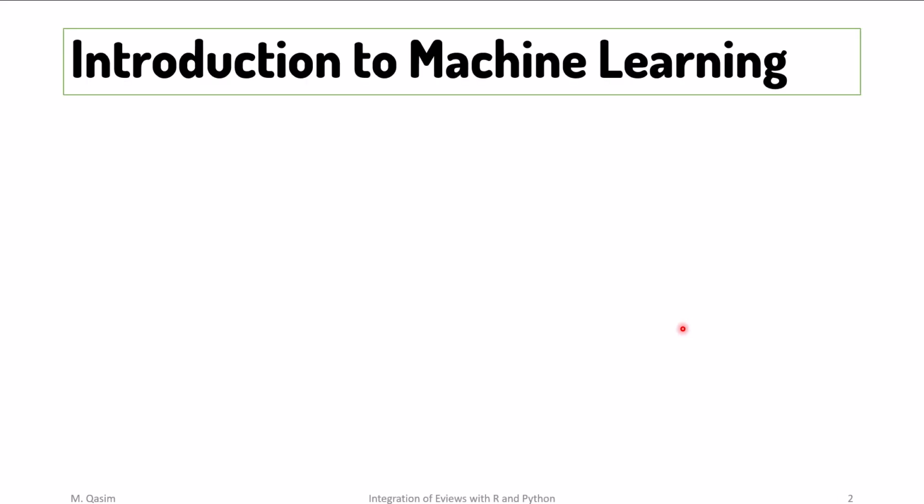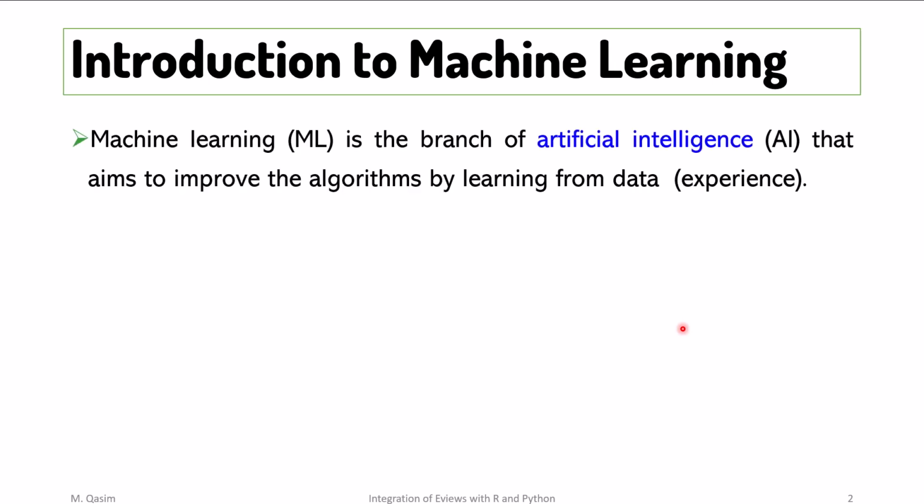Alright, so what is machine learning? Machine learning is a type of artificial intelligence that allows software applications to become more accurate at predicting outcomes without being explicitly programmed to do so. Machine learning algorithms use historical data as an input to predict new output values.